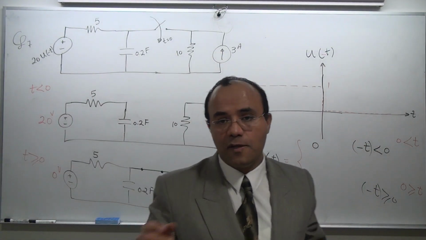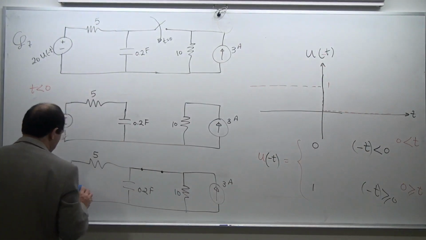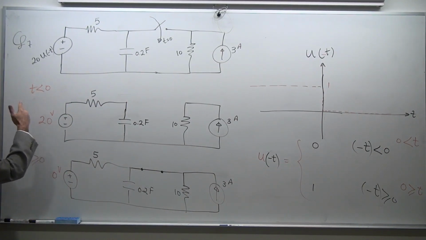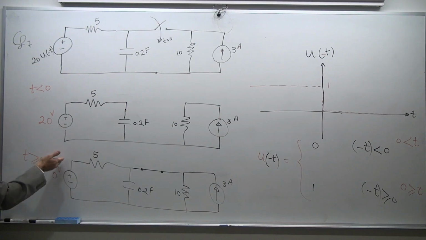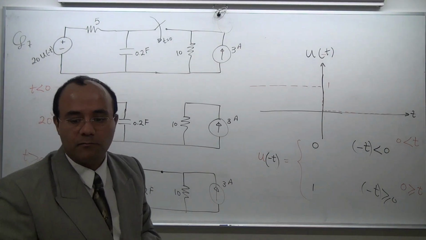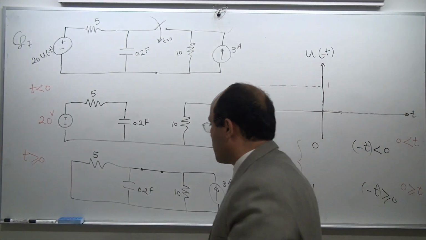And 0 volt, we know, is going to be a short line. So basically, I'm going to replace this with a short line. So what did I do? 20 times u of minus t. I calculated it. If it is 0, I'm going to actually replace it with a short line. So far, so good. The next thing I like to do is to see what the variable of interest is.